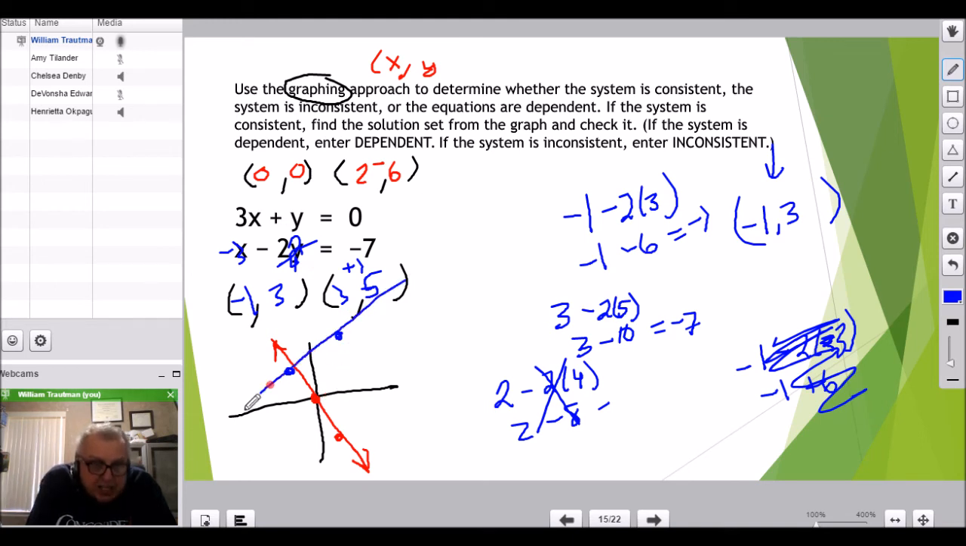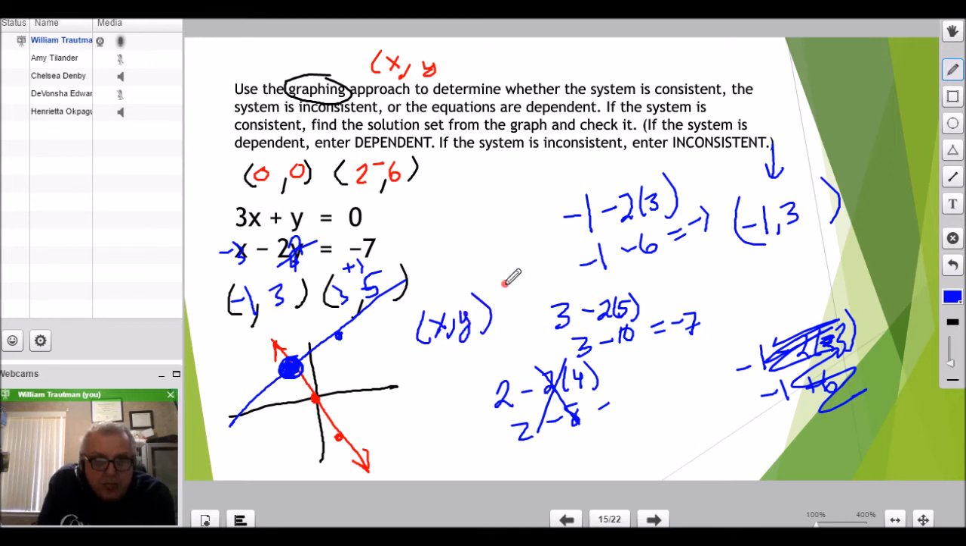And when I connect those dots, it says use a graphing approach to determine whether the system is consistent, the system is inconsistent, or the equations are dependent. If the system is consistent, find the solution set. So if there is a solution, if the two lines cross, then there is an answer. That means it is consistent. And so find the solution set. The solution set is where they cross. So you have to find the x and y.